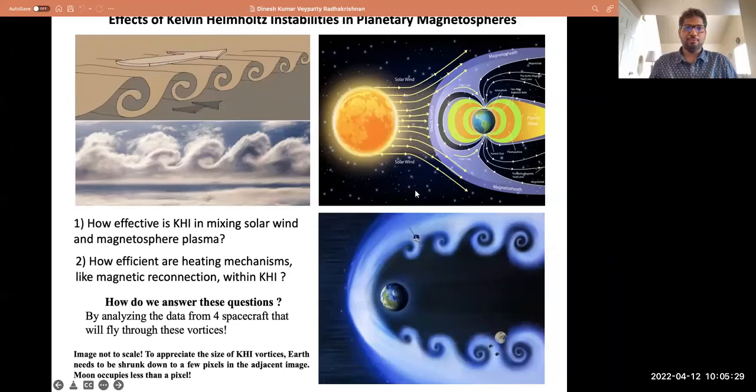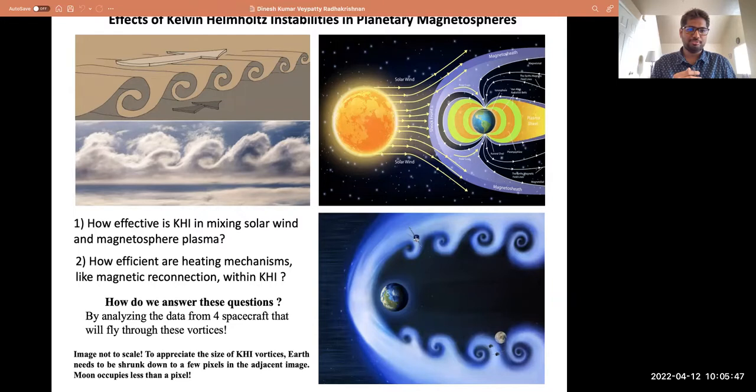Hello everyone. When you have two fluids flowing past one another, say for example, wind blowing over the ocean, even the smallest of disturbances will result in the formation of these rolled up vortices which you see in the first picture. These are called the Kelvin Helmholtz instabilities, or KHI for short. KHI, it's a pretty common phenomenon.